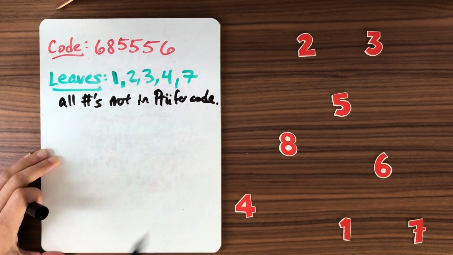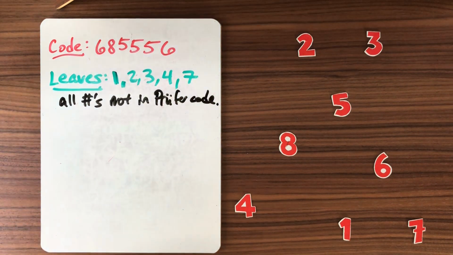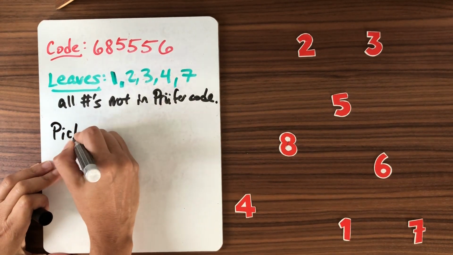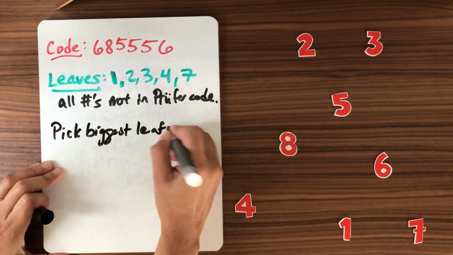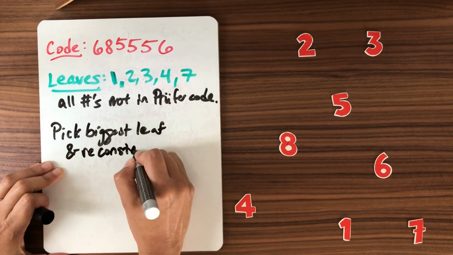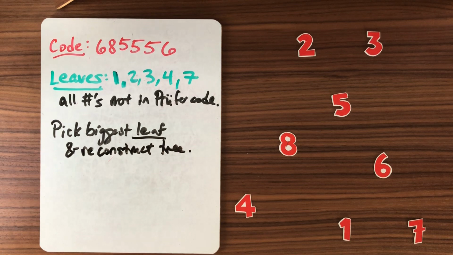So how do I know there is such one? Well, this is length n minus 2. There are n possible numbers, so I'm going to get at least 2 leaves, which is great because that's how many leaves a tree will have at minimum, right? At least 2. So here are my leaves. Now what am I going to do? I'm going to pick the biggest leaf and reconstruct the tree.